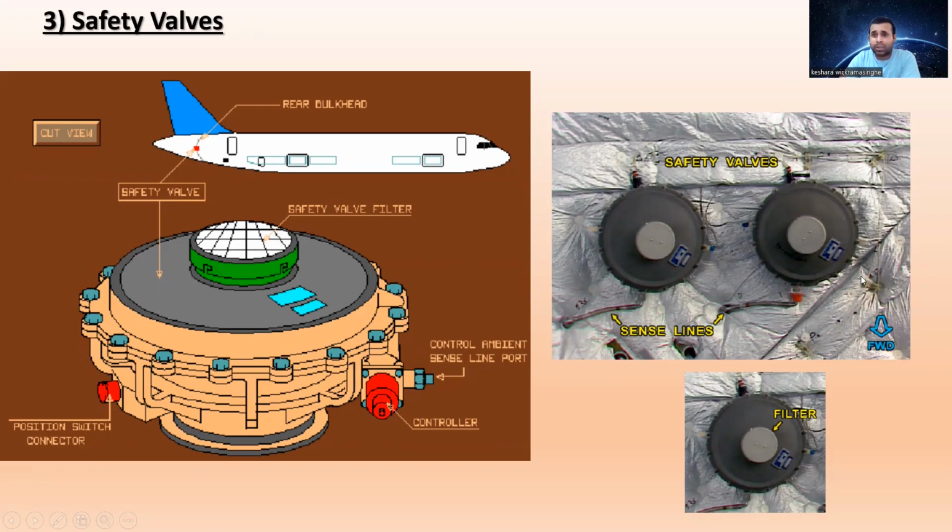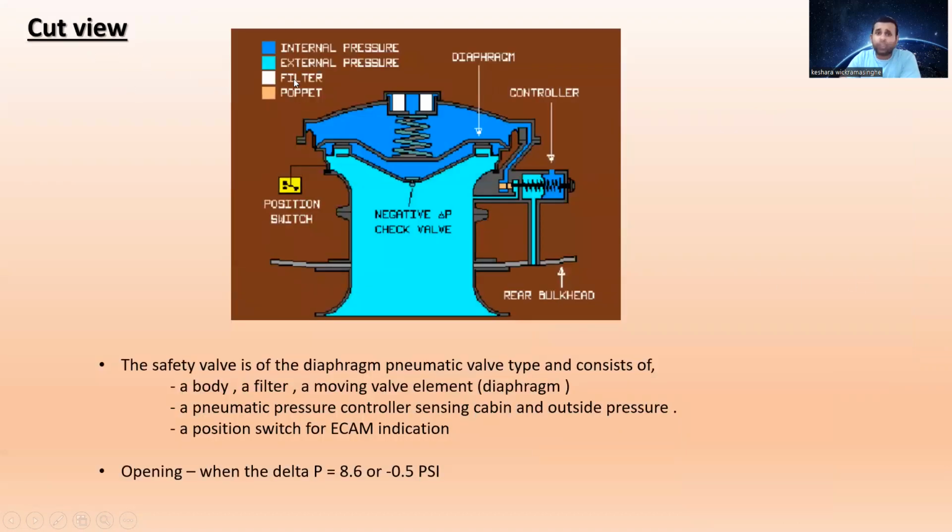Let's go to detail. Now this is the cut view of the safety valve. You can see the internal pressure from this color, and next the external pressure over there. The filter is the white color, and the poppet is the amber color. This is the controller, this is the diaphragm, here is the position switch, and here is the rear bulkhead.